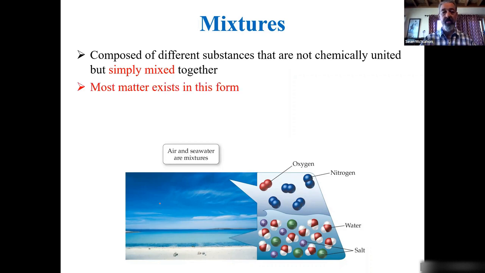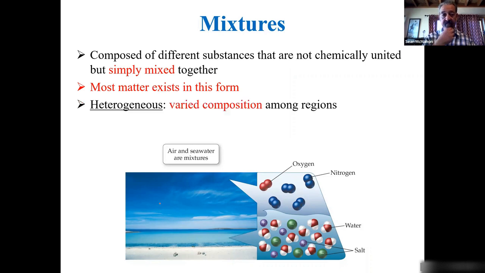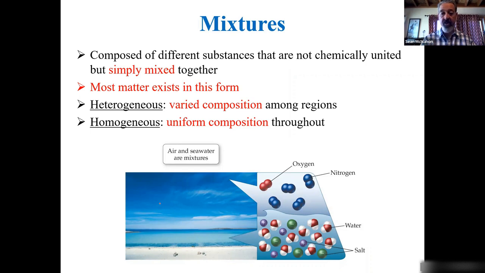So what are some examples? Well, we could have the heterogeneous, which are varied in composition, and we could have the homogeneous, which is uniform. So in this example, air, right? If I look in my room, there's air, and it's a mixture. It has nitrogen, which is another diatomic. It has oxygen, and it has other trace gases like CO2 and water.